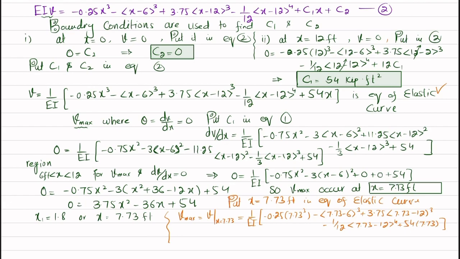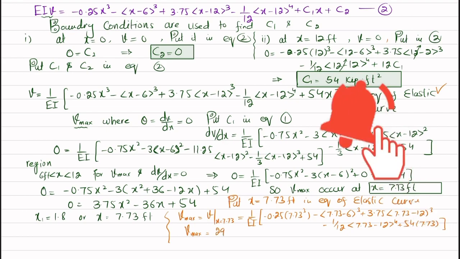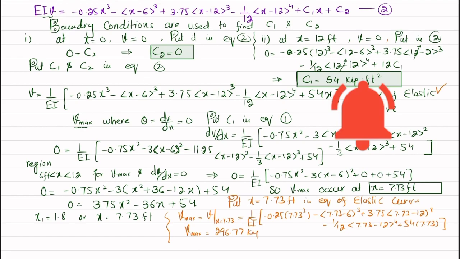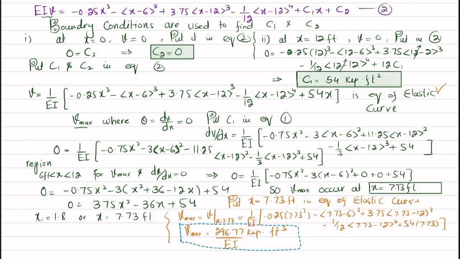So this term is negative, and anything inside the Macaulay bracket that is negative will be 0, and this term will also be 0. So after solving this, you will get V max equal to 296.77 divided by EI, and the unit will be kips into cubic feet. Now we will copy it and move toward the next page.